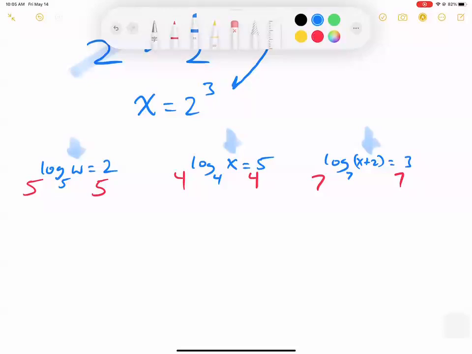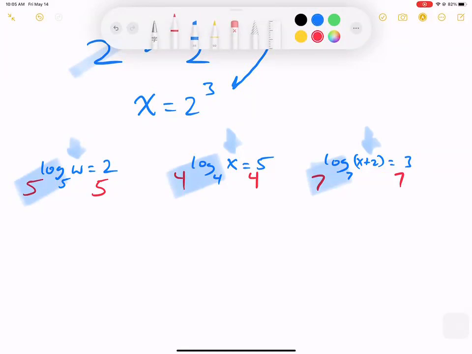Now, the next part is canceling. What happens to the 5 and the log 5? Cancel out. 4 and log 4, cancel out. 7 and log 7. See this inverse operation here of making stuff back into an exponent. That's that inverse operation that solves it, cleans it up.